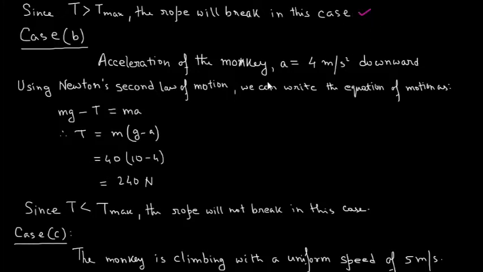Case B. Acceleration of the monkey A is equal to 4 meter per second square downward. Using Newton's second law of motion, we can write the equation of motion as mg minus T is equal to ma, that is T is equal to m(g minus a), and putting the value of m, g and a, we get 40 bracket 10 minus 4, that is 240 Newton. Since T is smaller than T max, the rope will not break in this case.